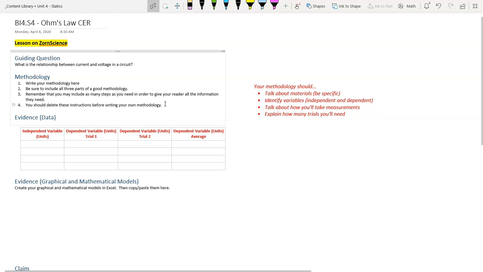So that's all you're going to be working on today. You don't need to take any measurements or do anything else. For today, all you're going to be doing is writing out your methodology.